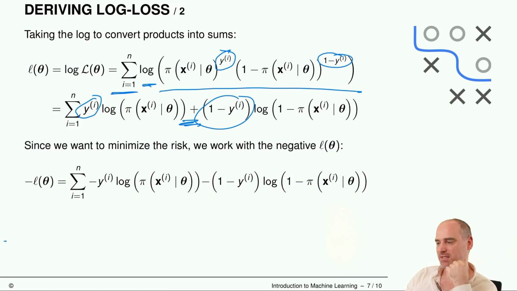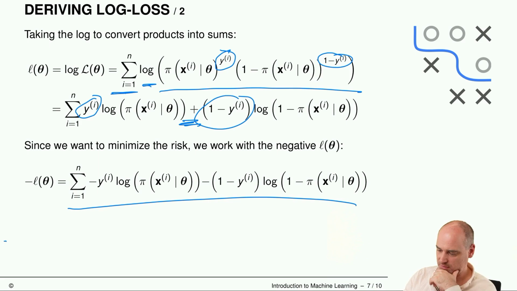And the only thing that's left for us to arrive at our final structure is to now minimize the thing, which we do by multiplying everything with the minus 1. So we turn the maximization problem into a minimization problem. So nothing really exciting has happened here in the last line. You just put a minus in front of everything.